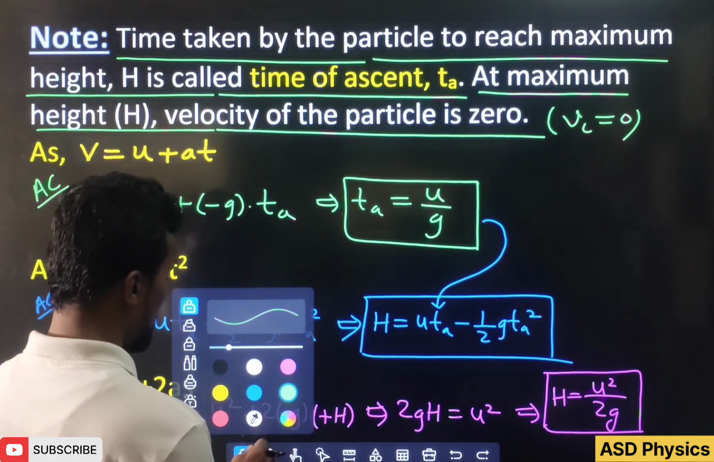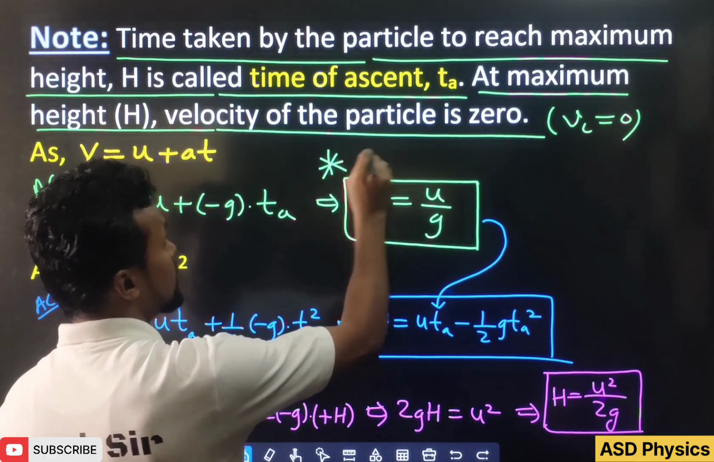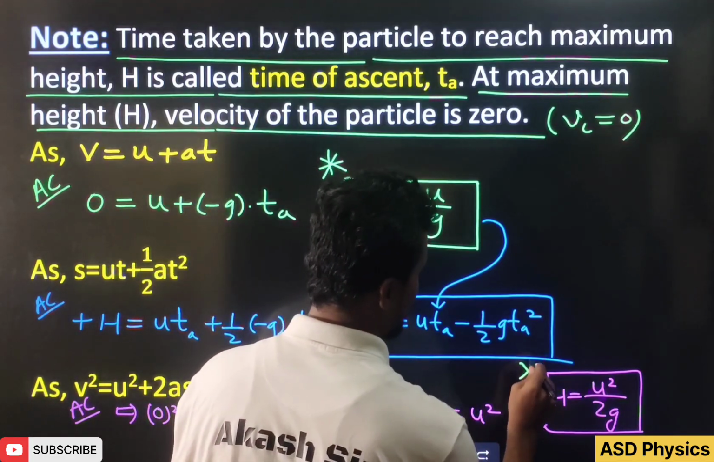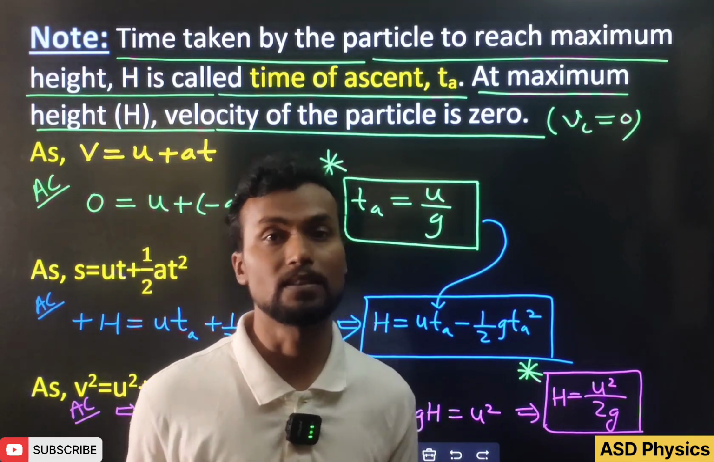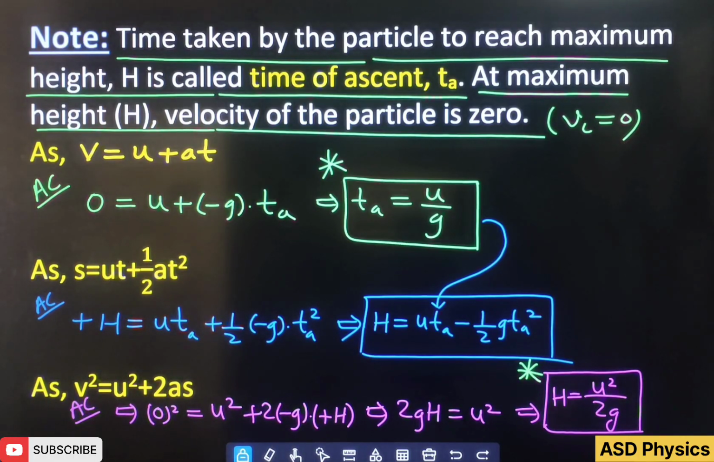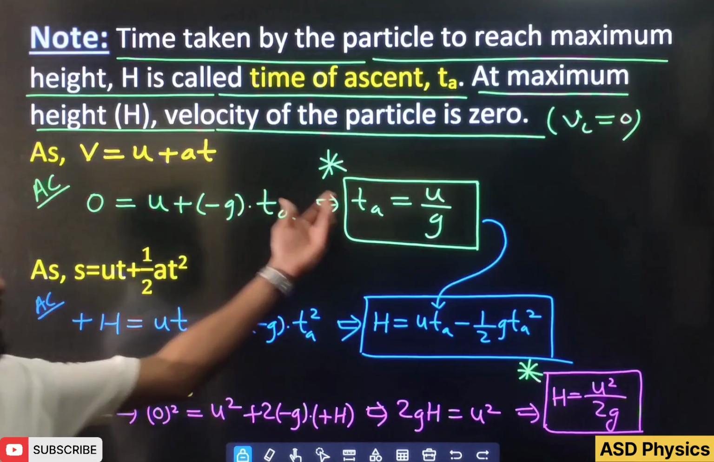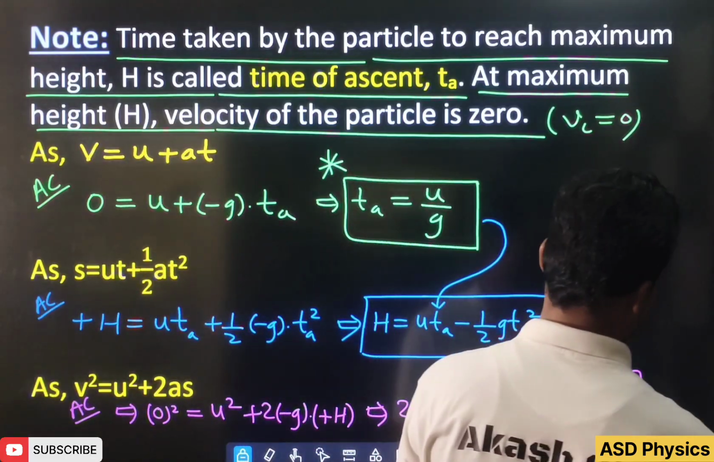So students, make sure that this one and this one, time of ascent and maximum height, sometimes we can use directly even. See how beautifully we have seen first from A to B, then from A to C, and we have got some desired formulas.